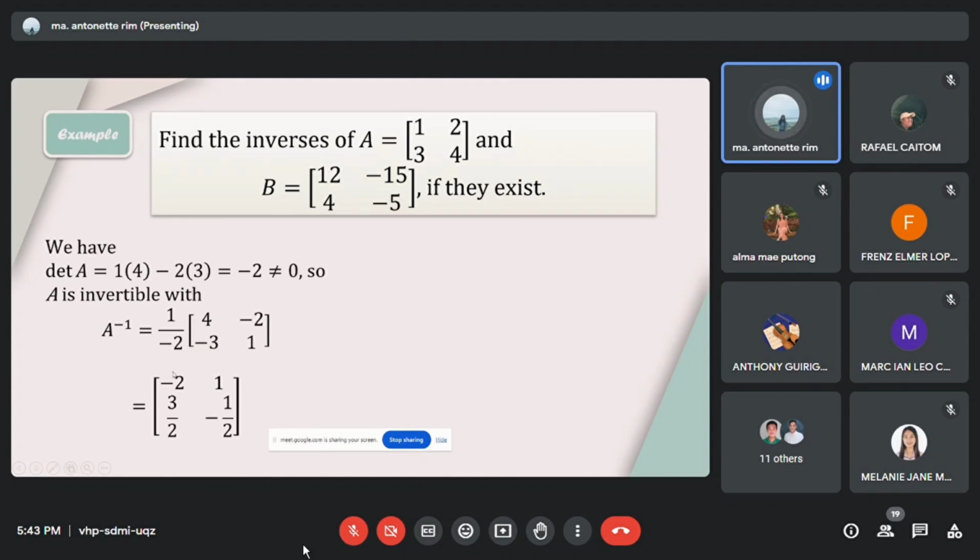So the inverse of A is: negative 1 half times 4 is negative 2. Negative 1 half times negative 2 is positive 1. Negative 1 half times negative 3 is positive 3 halves. And negative 1 half times 1 is negative 1 half. So that is the inverse.